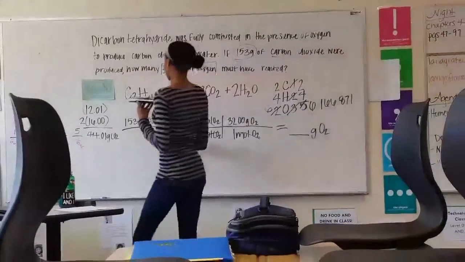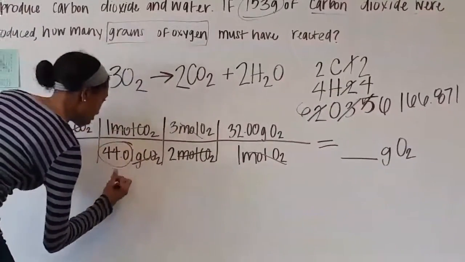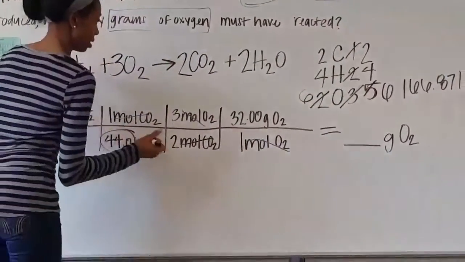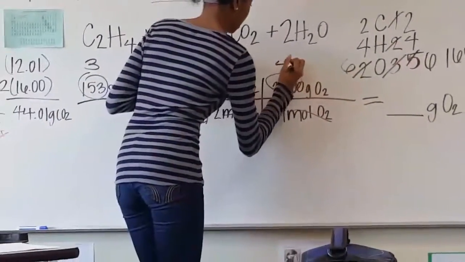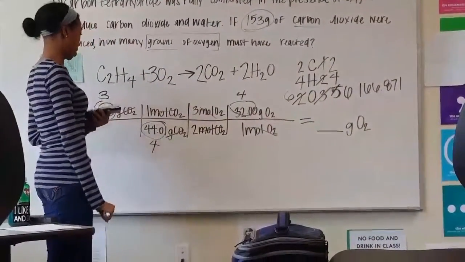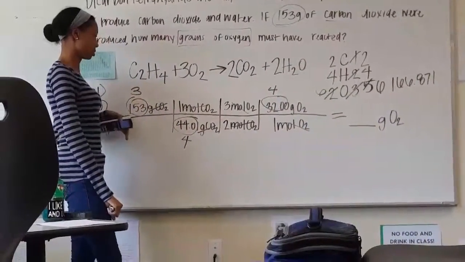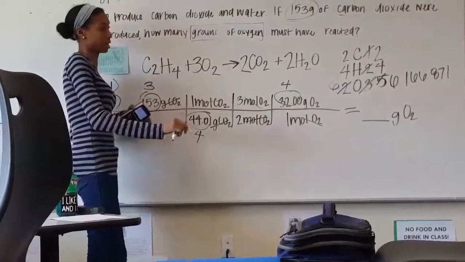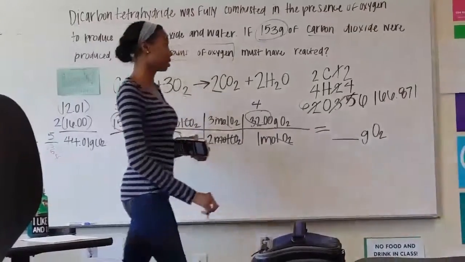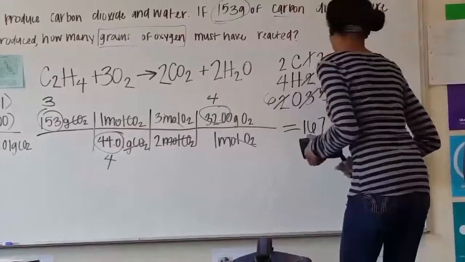Now we have to count how many sig figs we have to know what number of sig figs our answer will be in. So this number here has 3 sig figs. This number here has 4. And this one here as well has 4. The single digit numbers are just counting numbers, so they won't affect your amount of sig figs. The rule for multiplication is that the lowest number of sig figs goes into your answer. So our lowest number is 3. So our answer will be rounded to 167 grams of O2.